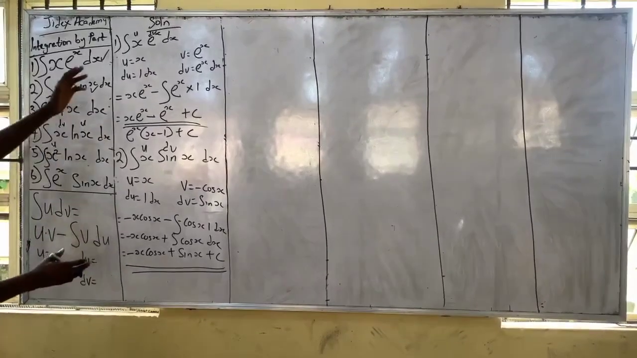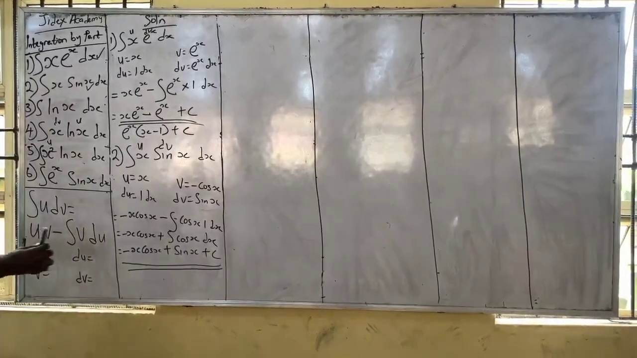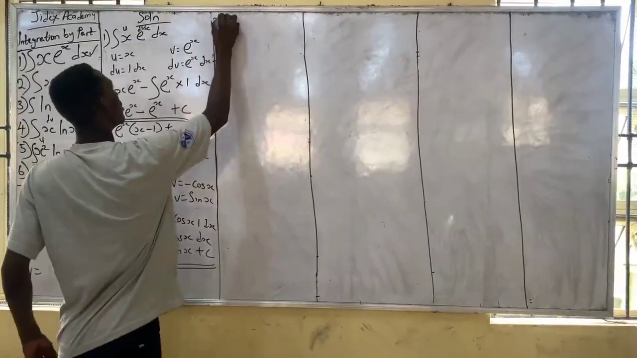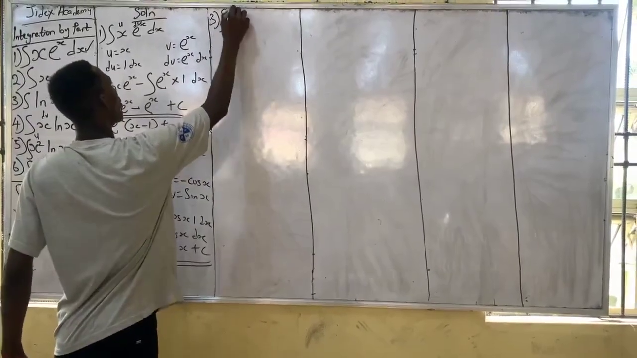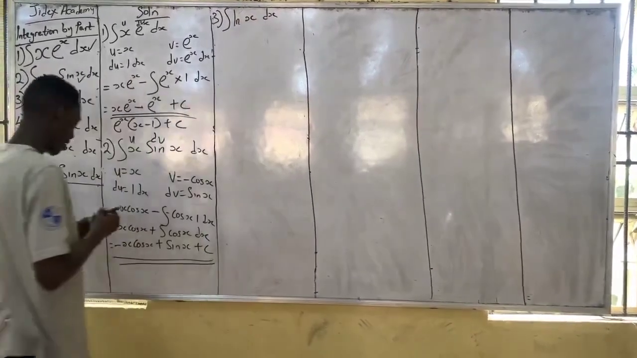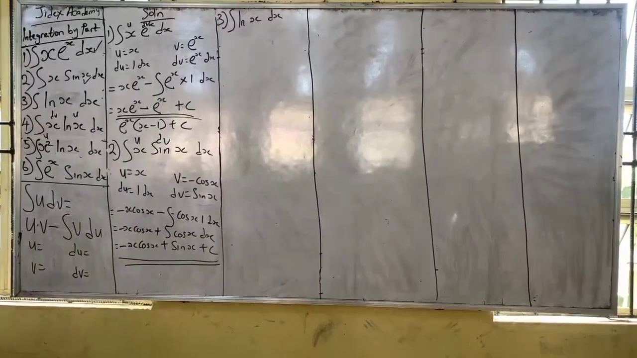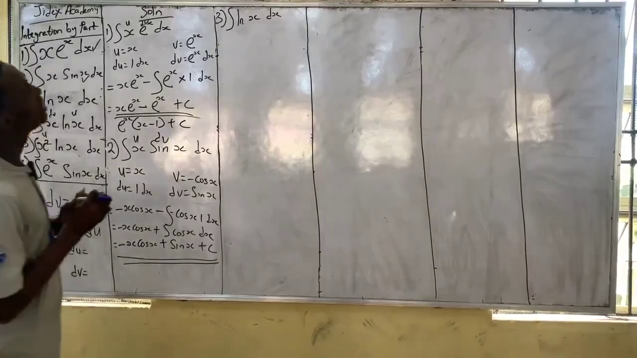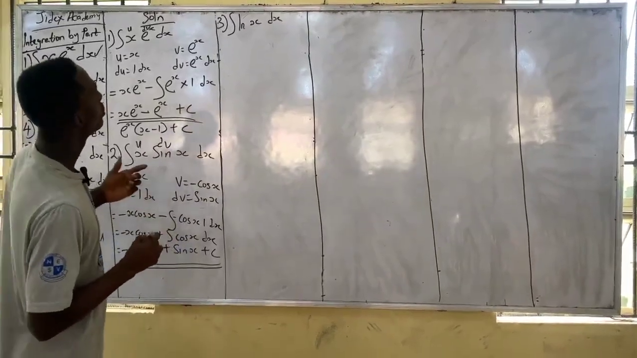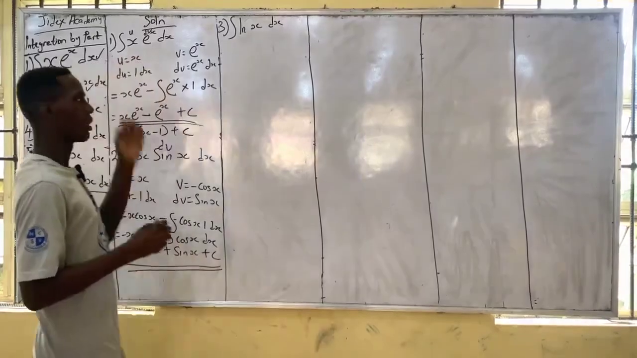That is it for question 1 and question 2. So now let's move to the next one. Looking at this question, it looks as if there is no dv here, or no u. We can easily say this is our u, but where is our dv? So now let's do it this way.